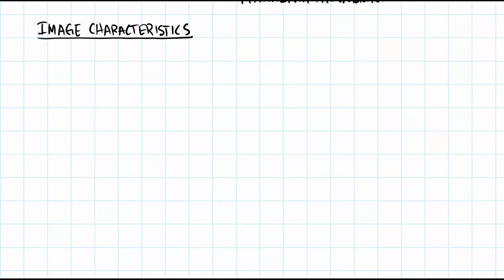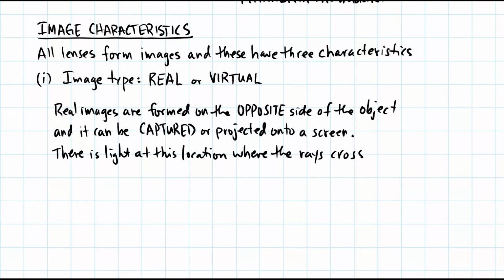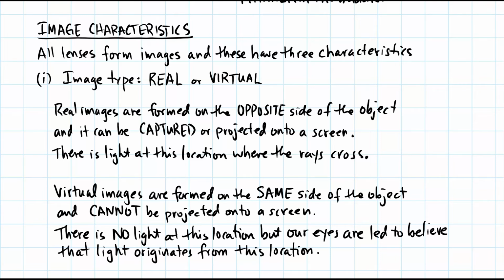All lenses form images, and these images have 3 characteristics. 1. Image type, real or virtual. Real images are formed on the opposite side of the object, and can be captured or projected onto a screen. There is actual light at this location where the rays cross. Virtual images are formed on the same side of the object and cannot be projected onto a screen. There is no light at this location, but our eyes are led to believe that light originates from this location.